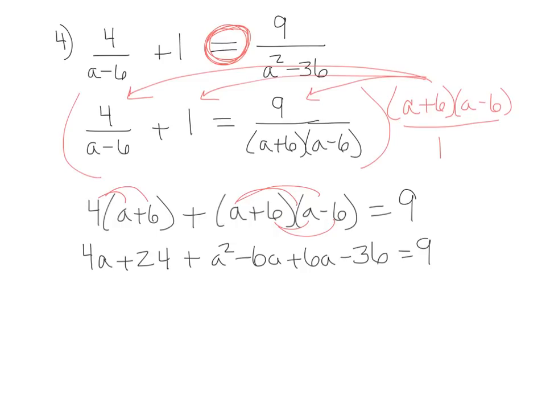All right, looking for like terms. There's an a squared. There's a 4a. Well, we're taking away 6a, and then add, that's just 0, right? Take away 6a, add, that's gone. So there's a 4a. And then we have a 24 take away a 36. 24 take away 36, I believe that's negative 12.